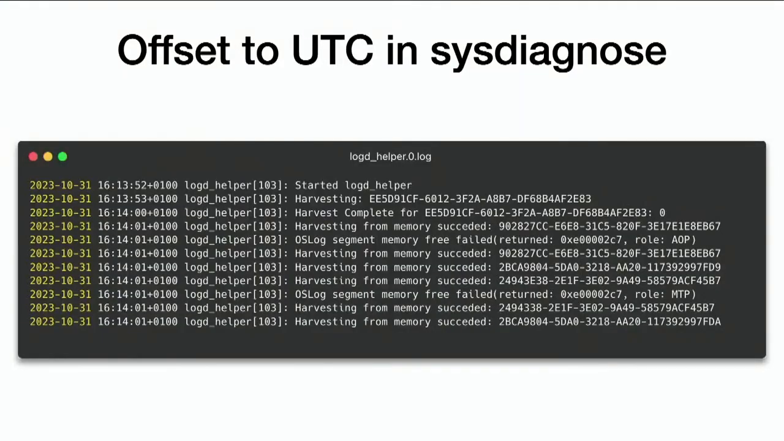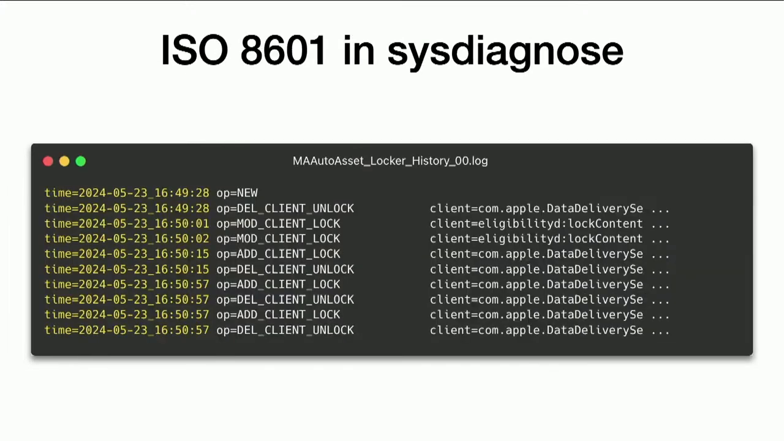So I'm showing you some example files which are used in Sysdiagnose. For example, here we have the logdaemon helper 0 log, and we can see right in front that we have a time. This, of course, is an offset to UTC because it uses the plus and then the indicator. Then we have the ISO 8601, where in front we also see the time zone. And as I said, sometimes the ISO time is displayed with an underscore, sometimes with a space.